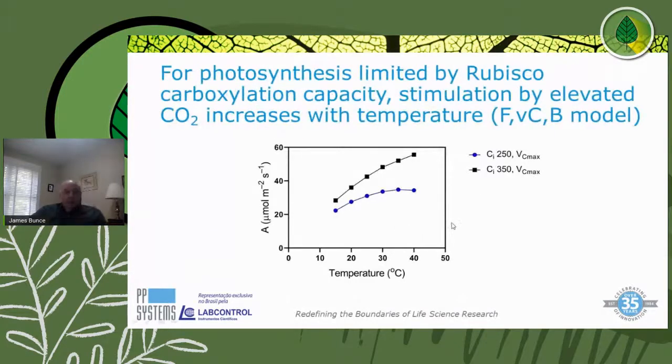And so when photosynthesis is limited by Rubisco carboxylation capacity, then stimulation by elevated CO2 increases with temperature, as laid out in the Farquhar, von Caemmerer, and Berry model. And this is just a graph showing assimilation rate versus temperature at a Ci, internal CO2 concentration, of 250 or 350, so sort of ambient and elevated CO2, when photosynthesis is limited by the maximum carboxylation capacity, Vcmax. So you can see that these curves diverge as we go up in measurement temperature. So obviously, there's a larger stimulation in photosynthesis at higher temperatures than at cooler temperatures. And this is what Long was talking about.